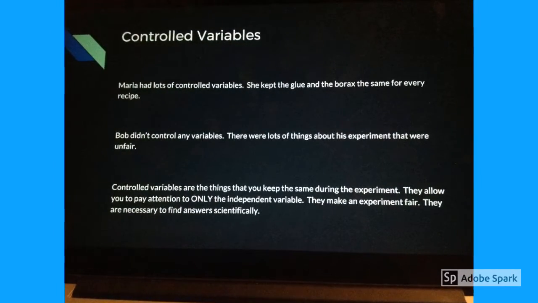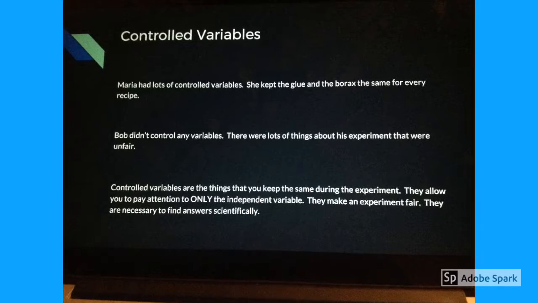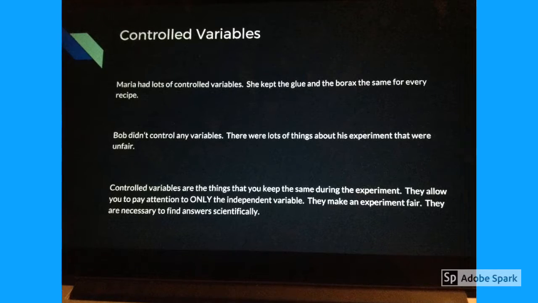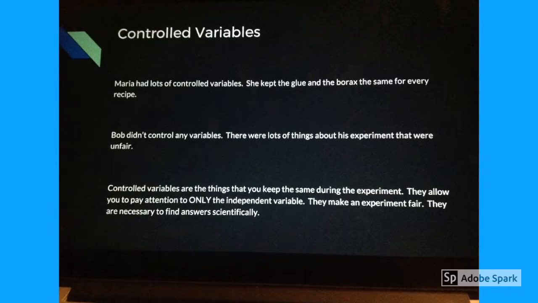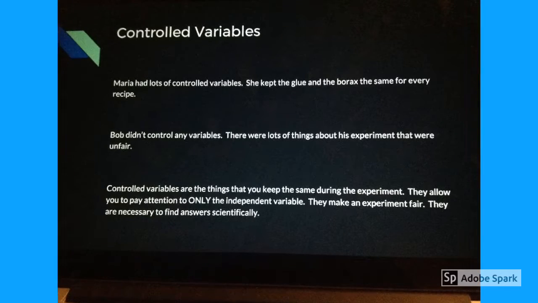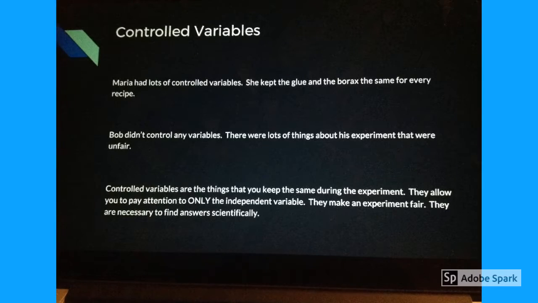Maria had lots of controlled variables. She kept the glue and the borax the same for every recipe. Bob didn't control any variables. There were lots of things about his experiment that were unfair.